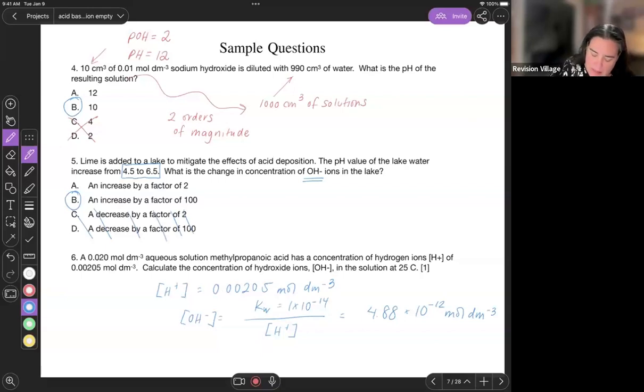So I meant that the volume of this solution went from 10 to 1,000. And so that's 2 orders of magnitude, 10 to 100, and then 100 to 1,000. If I did that in more steps to be more clear, I could use the dilution formula that says C1V1 equals C2V2. The initial concentration is 0.01 moles per decimeter cubed. The initial volume is 10 cubic centimeters. The final concentration is what I'm trying to solve for. The final volume is 1,000 cubic centimeters.